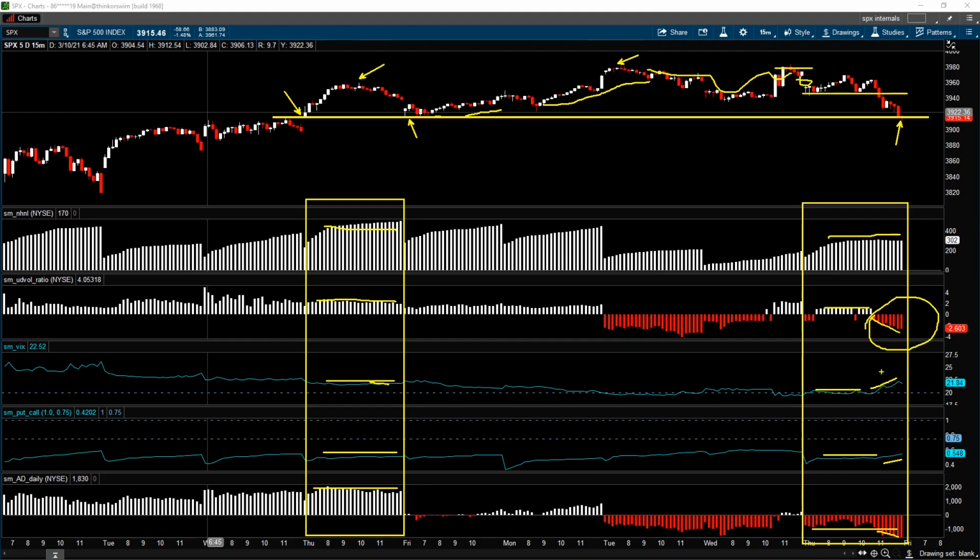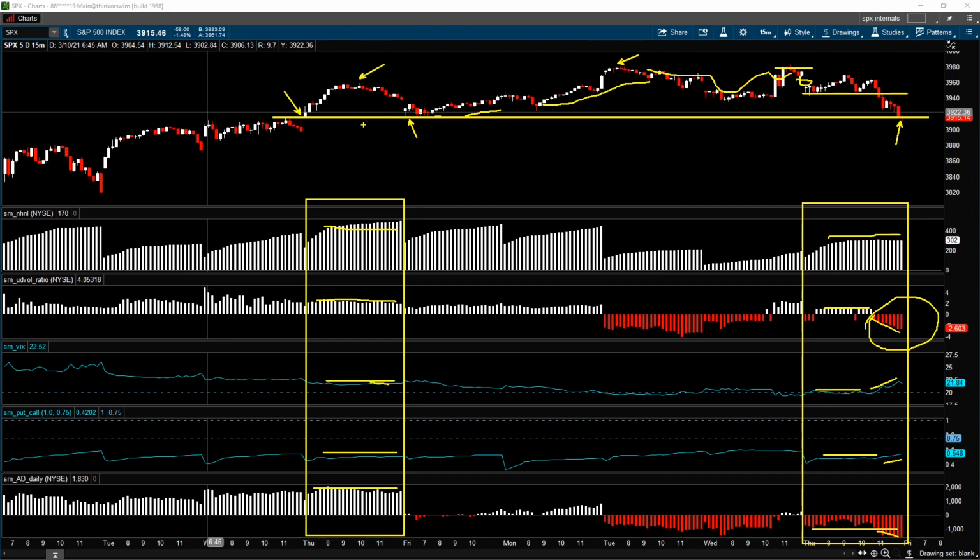So also we have some fear coming up and a little bit more put buying. So that is a little bit of a different tone, because now you've got a broader market pullback than what happened last Thursday.